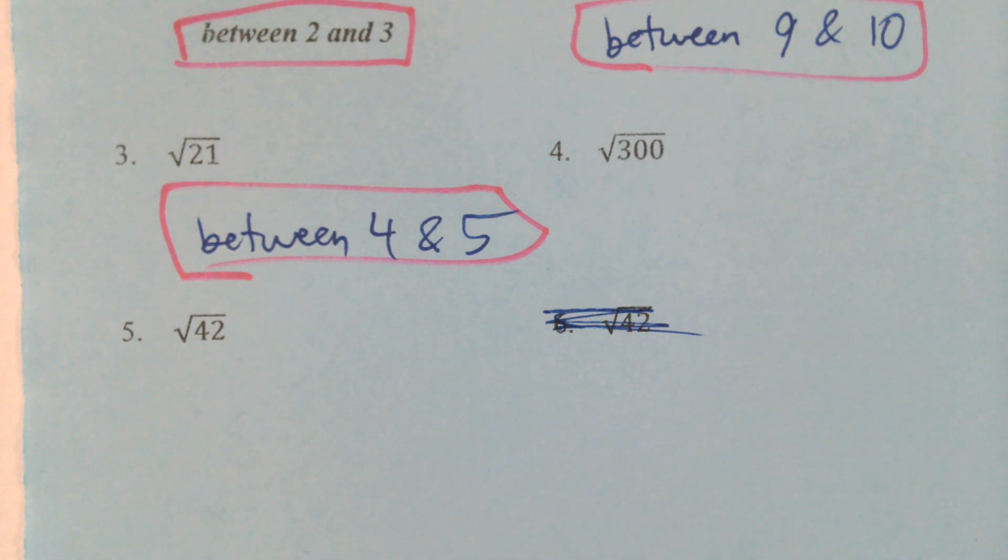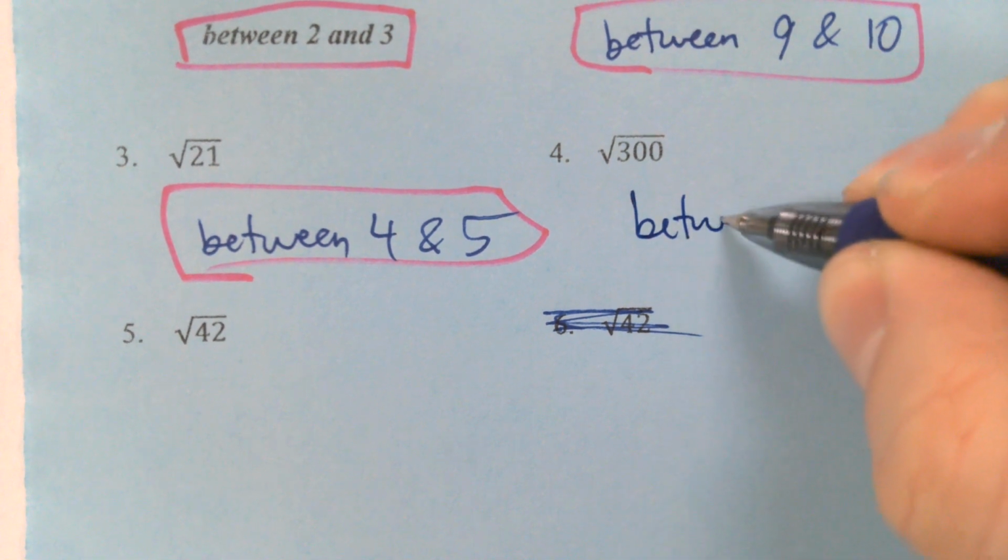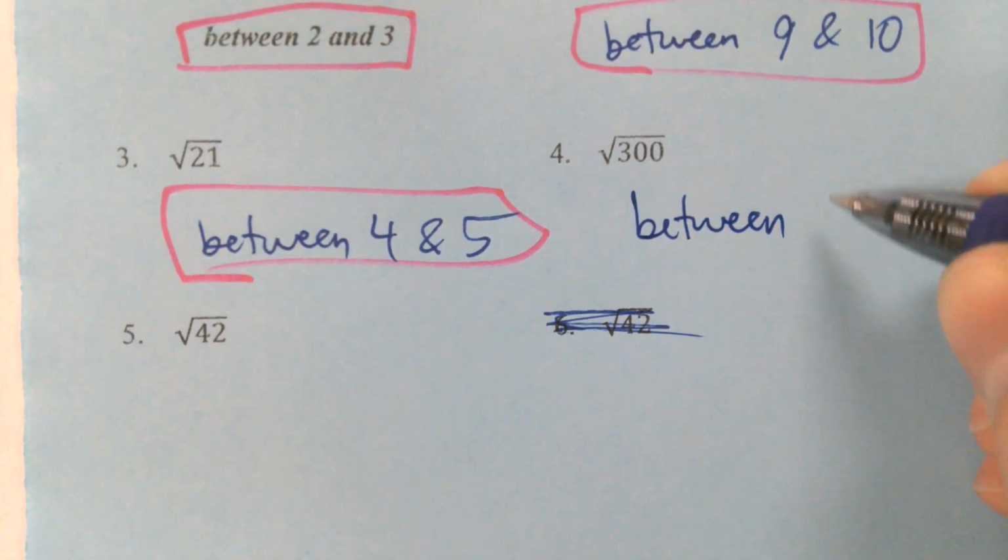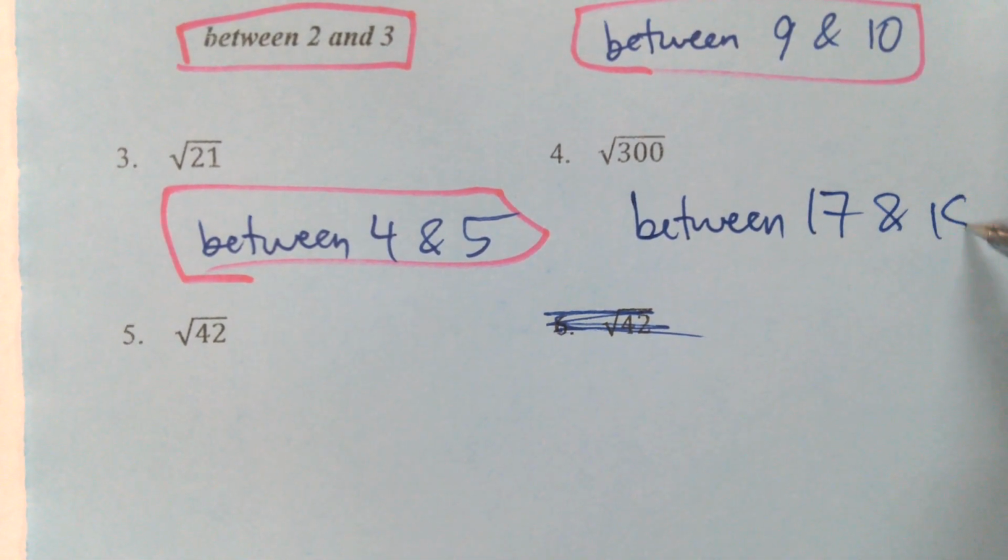Number 4, square root of 300. Anybody already figure out what that one is? Victor, go for it. Between 17 and 18. Perfect. Between 17 and 18. That's exactly right.